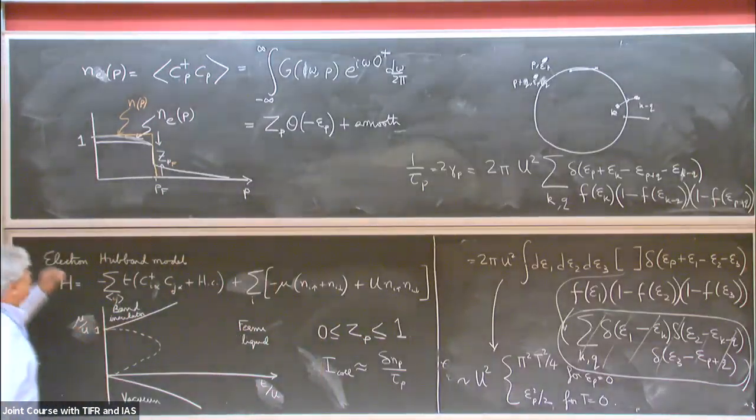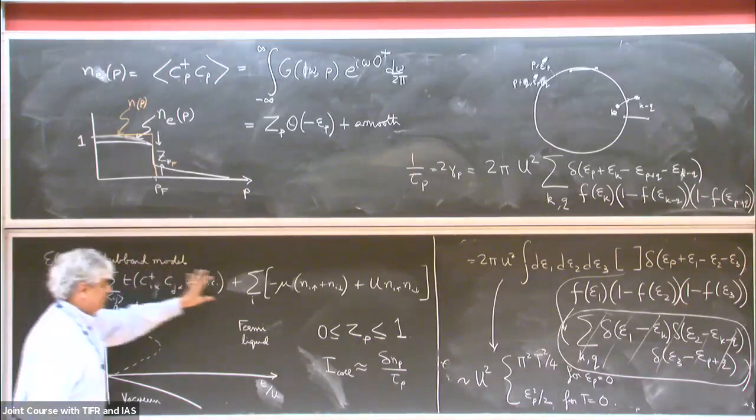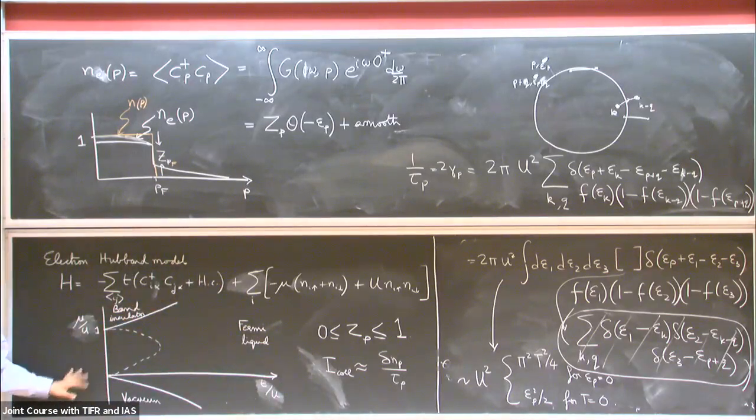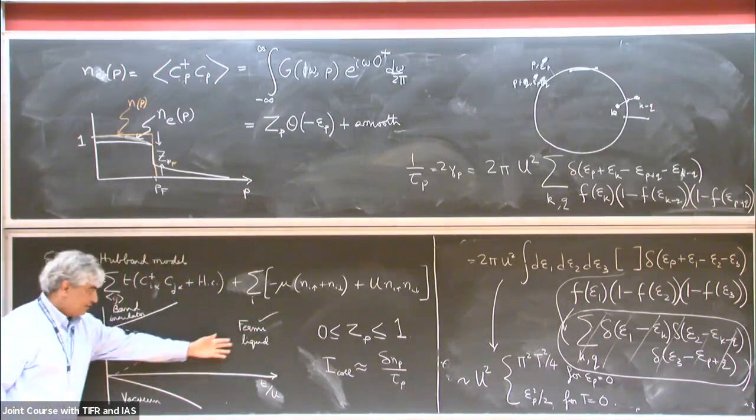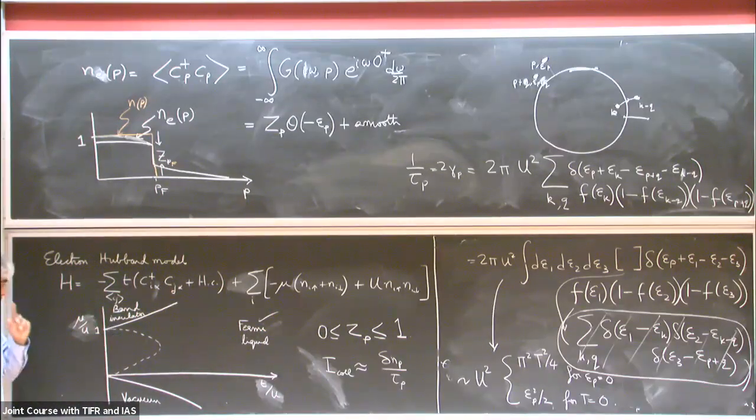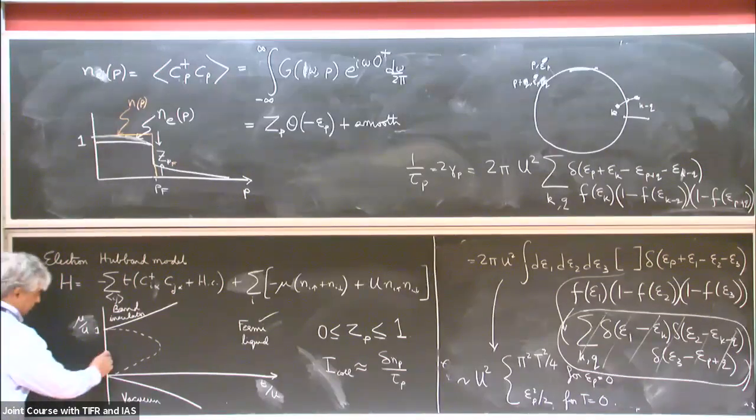Okay, great. So that's a fun discussion. Now let's come back to this. We've understood something about this, and let's now go back to large U. We'll go all the way to U equals infinity, but as we discussed, exactly at U equals infinity, I'm going to focus right in the middle of this, at mu equals U/2.